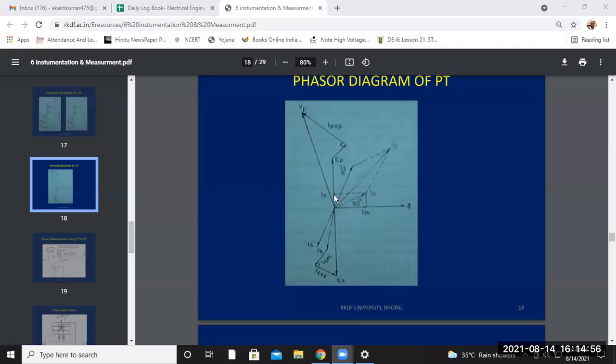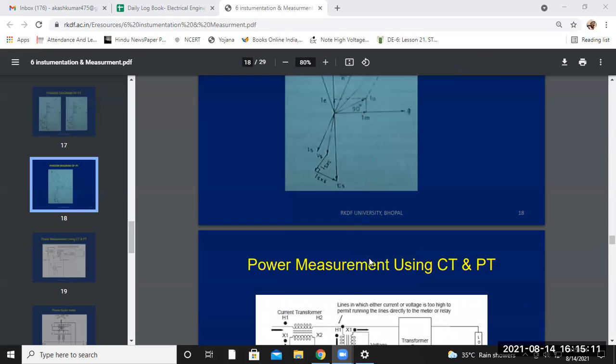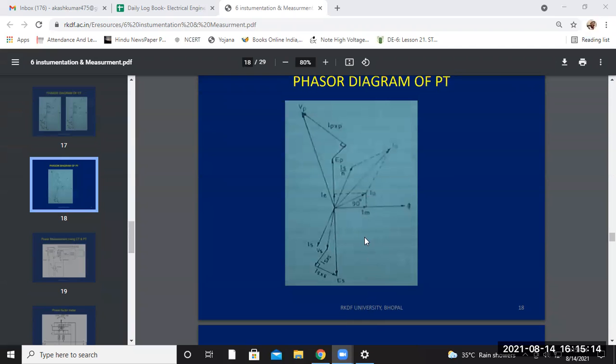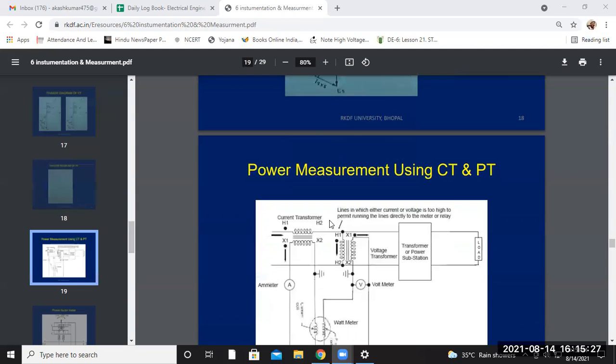This IC is the core loss current, and when you combine this core loss current with the magnetizing current, you get the no-load current, that is I naught. There is an angle alpha between them. The construction of this phasor diagram is very easy because it looks like a single two-winding transformer, and this is the related phasor diagram of the PT, which looks like this.